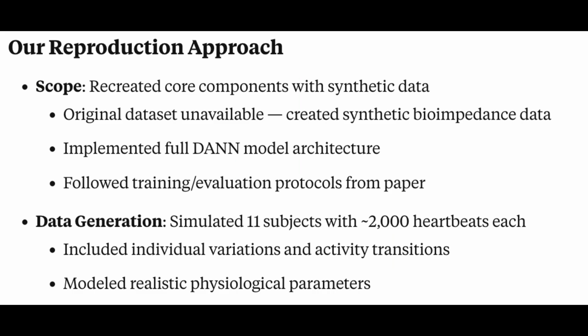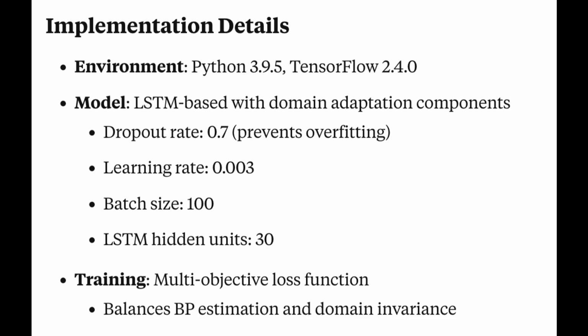For our reproduction study, we faced an immediate challenge. The original dataset wasn't publicly available. We created a synthetic dataset that matched the statistical properties described in the paper, simulating bioimpedance signals for 11 subjects. We implemented the full DAN model architecture and followed the same training and evaluation protocols. Our synthetic data included realistic individual variations and transitions between different activity levels to mimic the physiological patterns described in the original study. We implemented our study using Python 3.9.5 and TensorFlow 2.40.